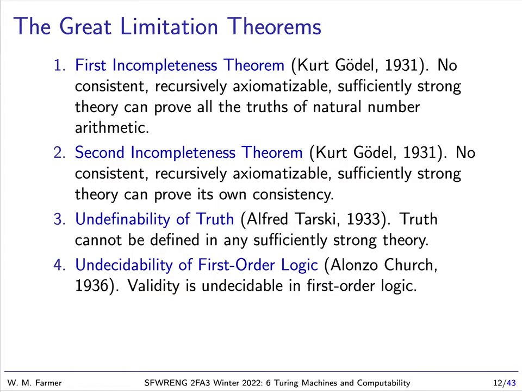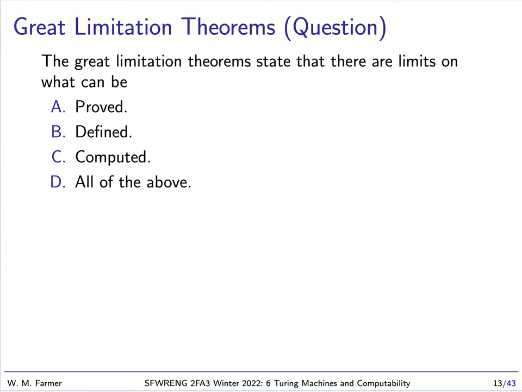Okay, so I have a question for you. The great limitation theorems state that there are limits on what can be A, proved, B, defined, C, computed, and D, all of the above. So think a moment and determine what you think is the right answer.